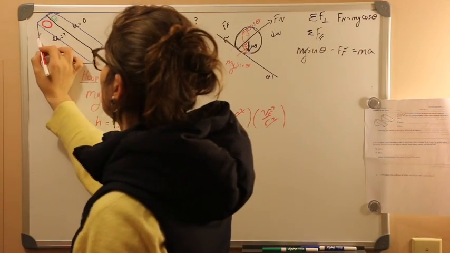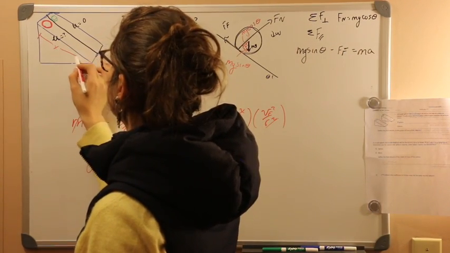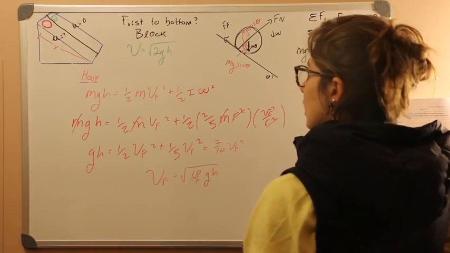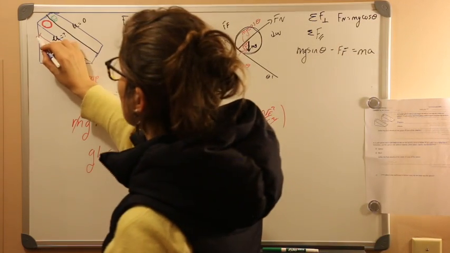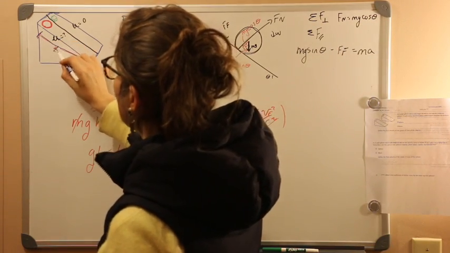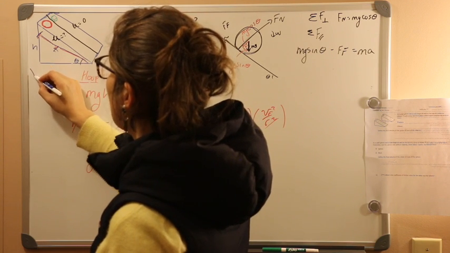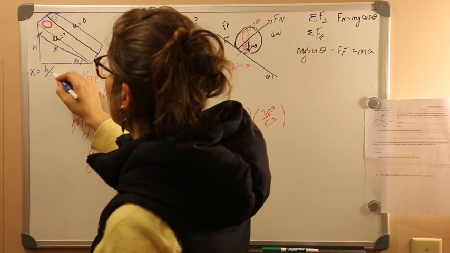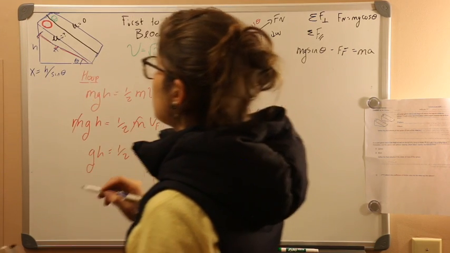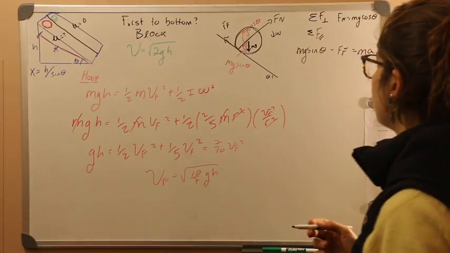I suggest we do that using v final squared equals v initial squared plus 2a delta x. So here is our x value, which using geometry, we want to express this distance x along the ramp in terms of the height. This is the angle theta down here. We can write that x equals the height divided by sine theta. So there's a little trig identity there.